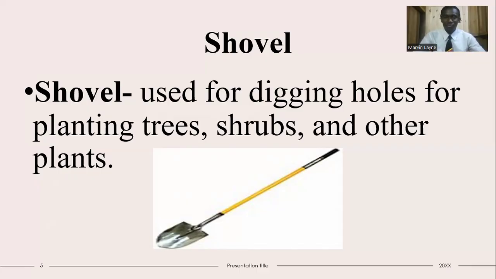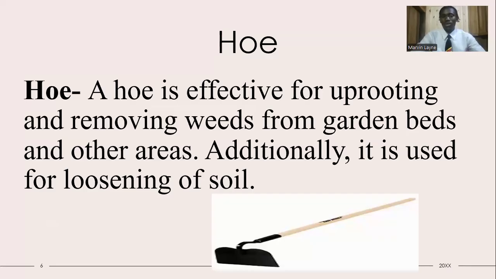Always remember that. A hoe. Well, a hoe is effective for uprooting and removing weeds from garden beds and other areas. Additionally, it is used for loosening of soil. So we see the hoe there. It can also be used to remove certain grasses from the beds, right? Additionally, after we would have forked up a bed, well, then we will have big clumps of mud or soil. And the hoe now would be used to loosen the soil, right? After we would have hit the soil, we would continue striking it, well, then it would become loose with the hoe.